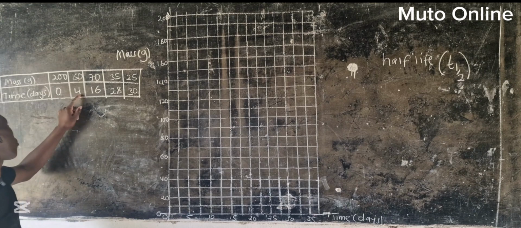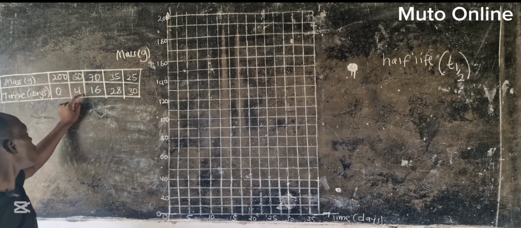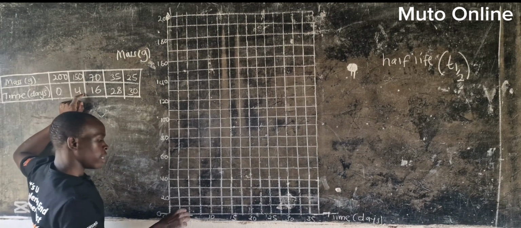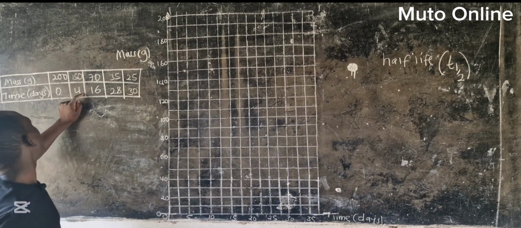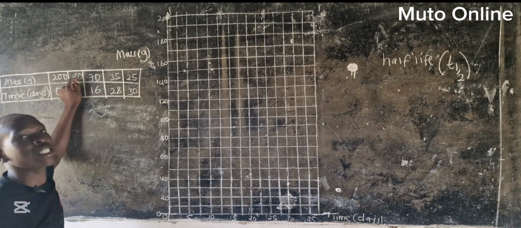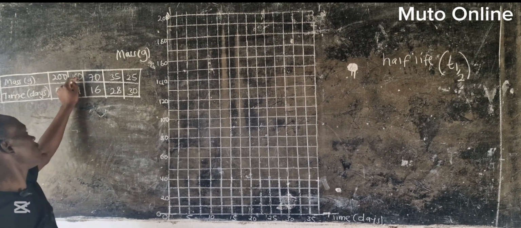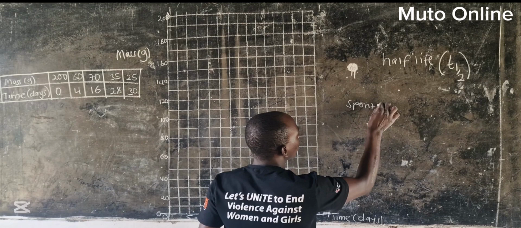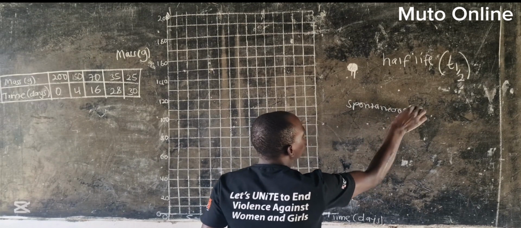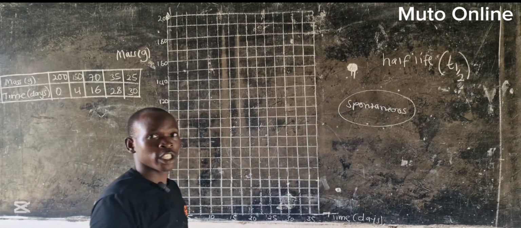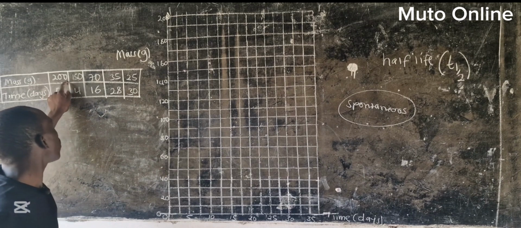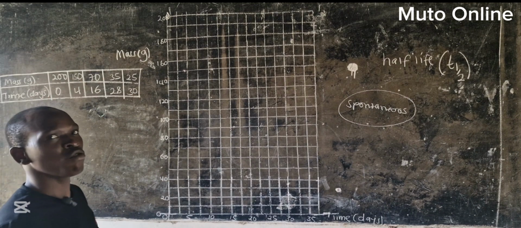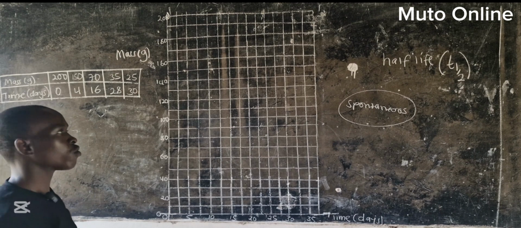Now we go. When time moved on, when time was 4 days, my 4 days are around here. The mass reduced spontaneously. This word spontaneous simply means continuous. There is continuous reduction in the mass. You can see that it was 200, but now it is lower. So it just continuously reduced as time goes on.